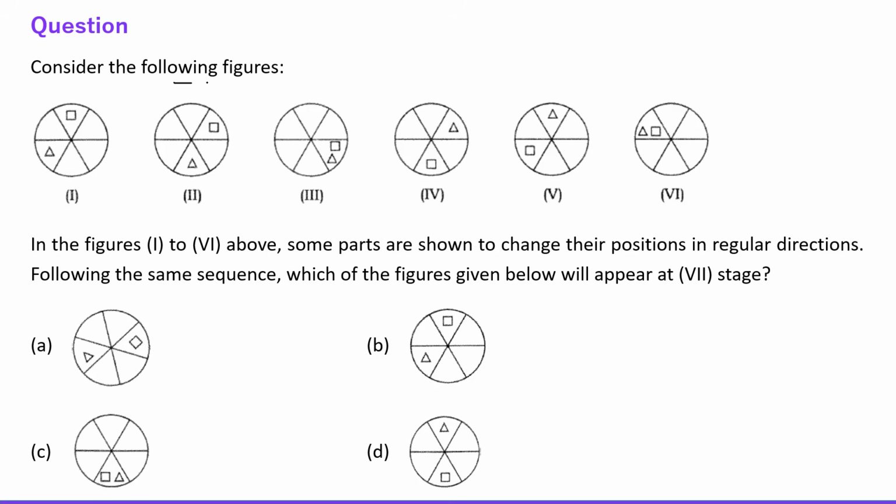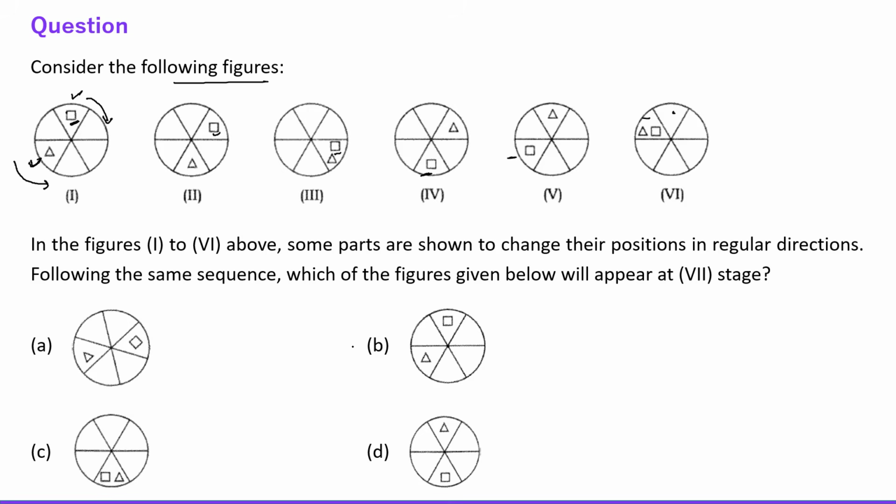Next question says, consider the following figures. Here there are two types of symbols. One is square and other is triangle. So if I talk about it, a square is moving clockwise. See everyone, a square is moving clockwise, right? And this triangle is moving anti-clockwise. Fine. So just continue this pattern. So it was here initially, then came here, then here, then here, then here, then here, and now it will be going to here. Fine.